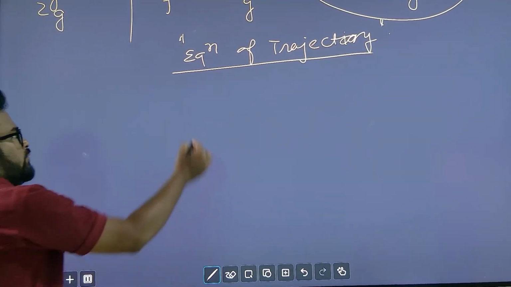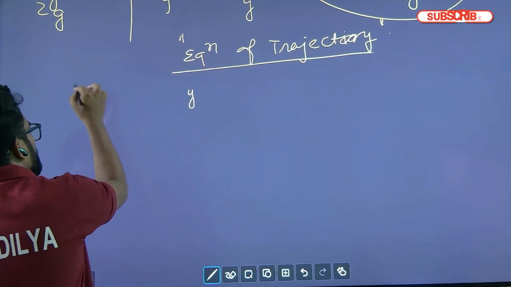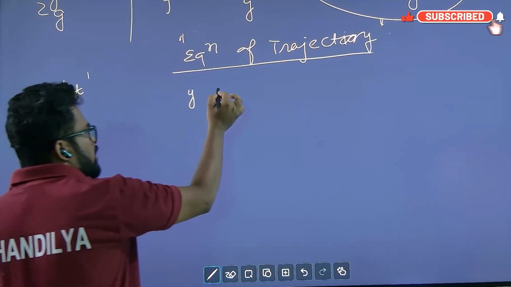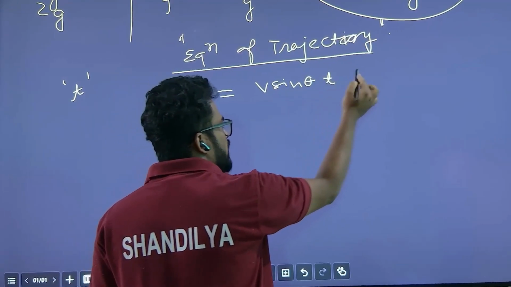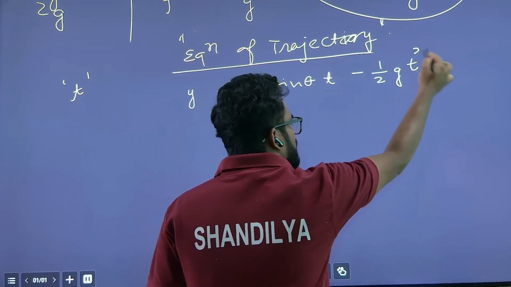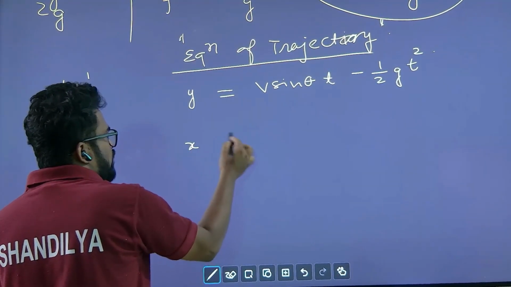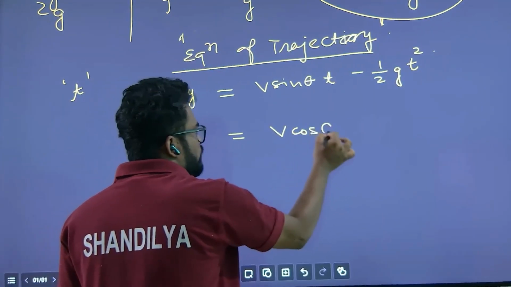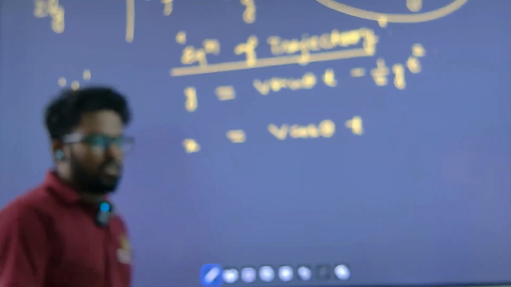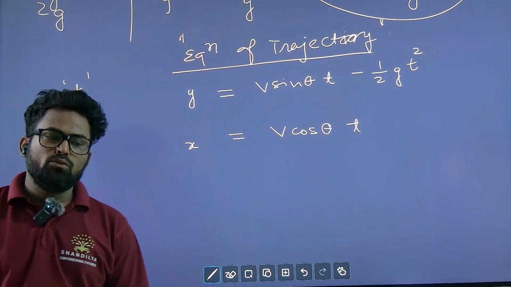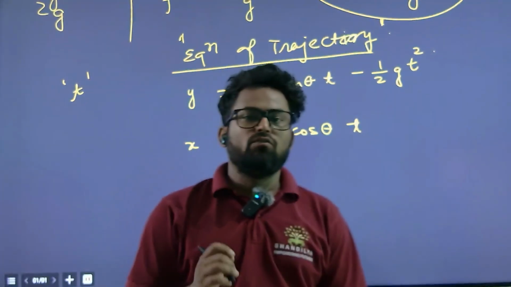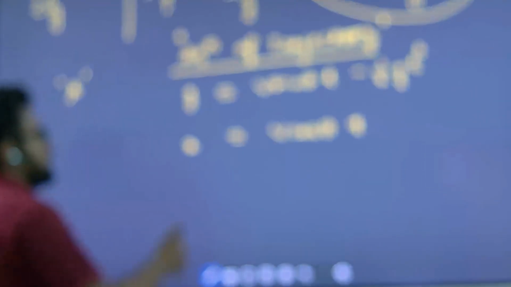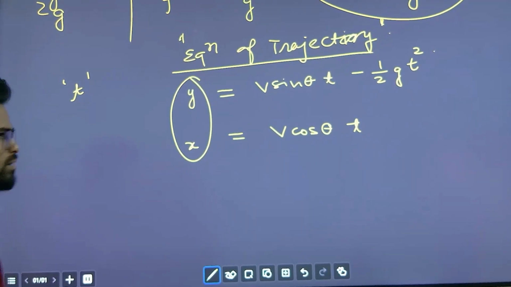Let's see. If you talk about the y coordinate, at a general point of time t, I'm going to write the y coordinate. Y coordinate is given by upward velocity v sine theta t, velocity into time, downward minus half g t square. This is the y coordinate, and the x coordinate would be given by horizontal velocity, v cos theta into t. So these are called parametric forms of equation. We have the equation of x with respect to time and the equation of y with respect to time. We can connect and replace the time. We will get a relation between y versus x, and that is called our equation of trajectory.